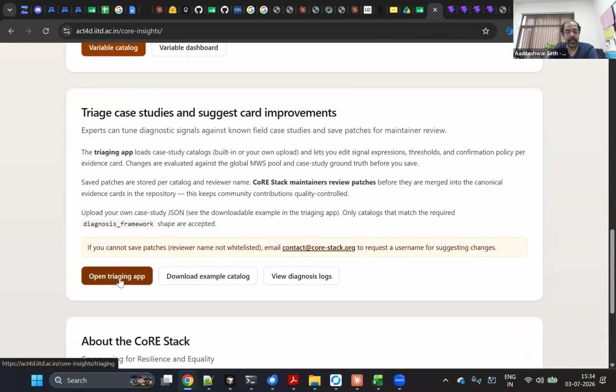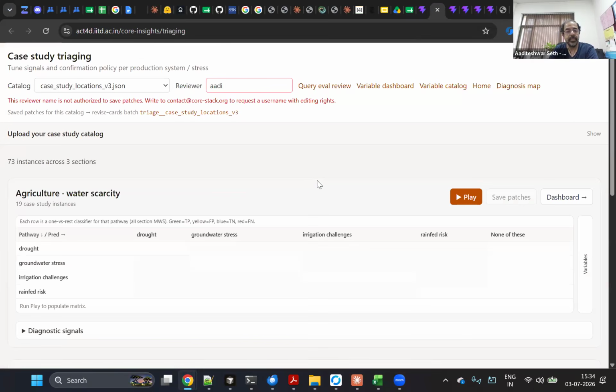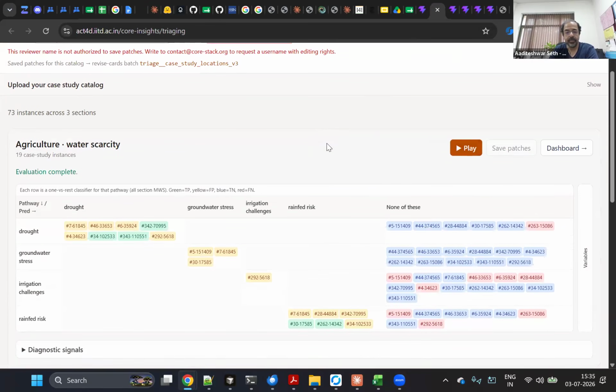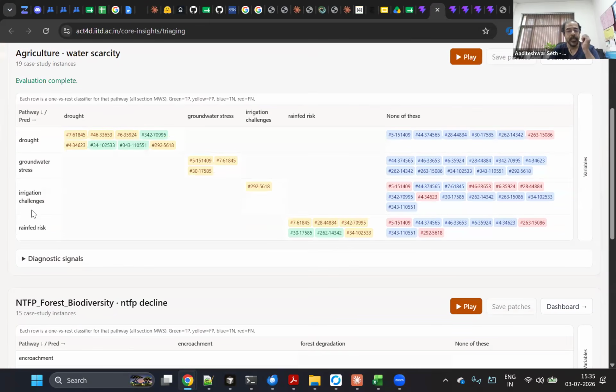And then what we did is we also built this triaging app. So we put up a list of some 30 case studies for which we knew the ground truth. So this is pretty much like a confusion matrix that you would see in a machine learning setup. These are the actual values, whether that area in these case studies, so these are micro watersheds, and we got some information from case studies that some micro watersheds have a drought risk, some have a groundwater stress, irrigation challenge, rainfed risk. And these are the predicted.